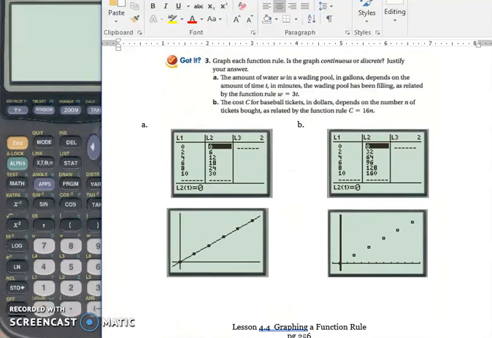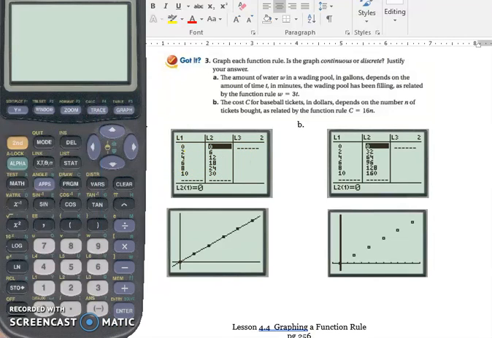Okay, so on the next one, the amount of water in the wading pool depends on the amount of time, in minutes, that it's been filling. So for example, I did 2 minutes. This is saying 3 gallons per minute. So for 0 minutes, obviously there's nothing in there. In 2 minutes, you've got 6 gallons. 4 minutes, you've got 12 gallons.